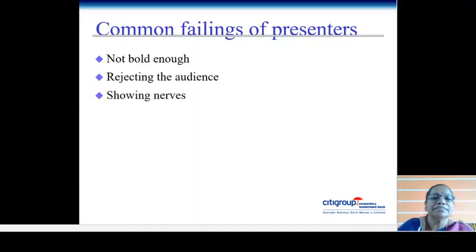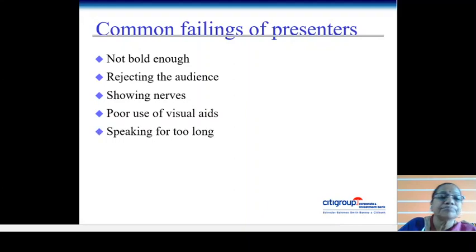Showing nervousness. Just because of thinking of presentation, it is quite possible that someone may feel nervous. So you should avoid nervousness. Then poor use of visual aids. If you only speak and speak, telling whatever you wanted to, it may be boring for the audience. In between, you have to use visual aids. Poor use of visual aids also fails a presentation.